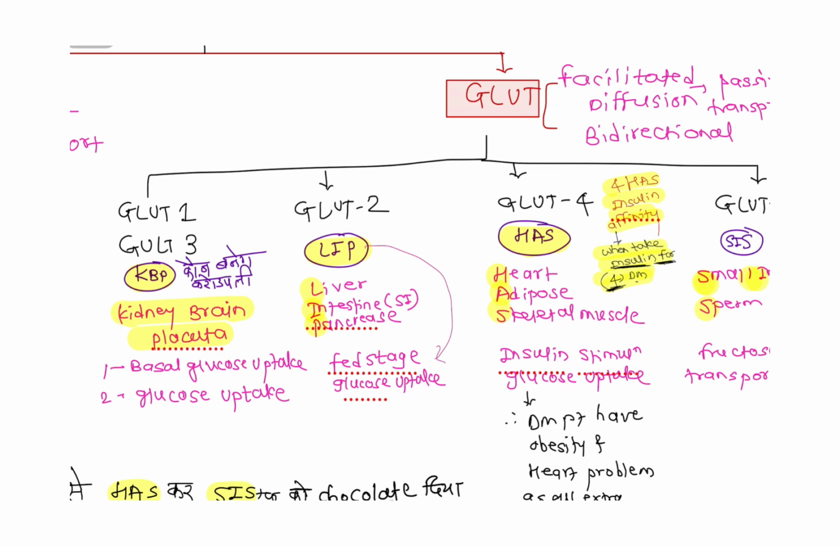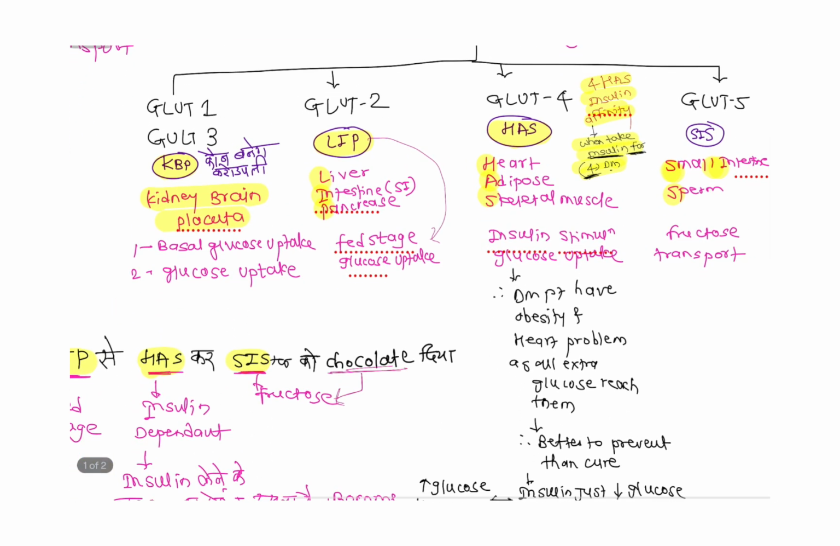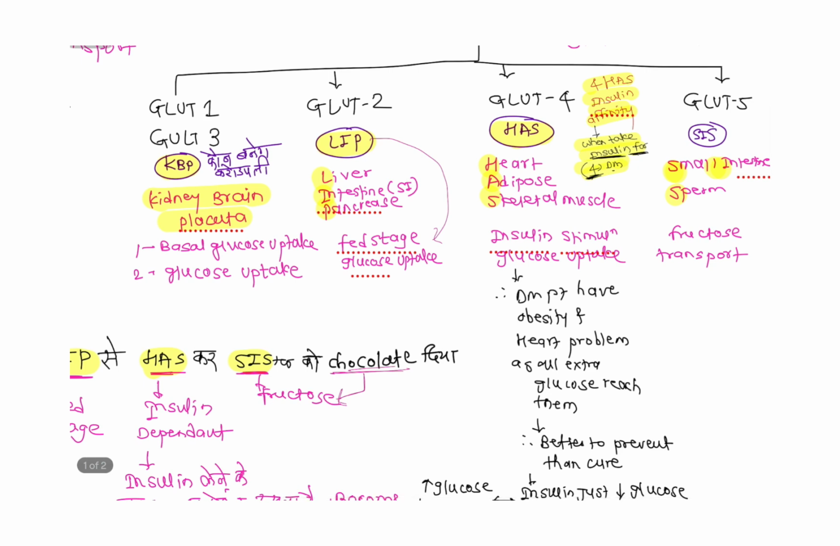For your remembering purpose, I have created a mnemonic: 4 has insulin affinity, meaning that when we take insulin for diabetes mellitus, it acts on the GLUT4 receptor. Now we have seen that basal glucose uptake is done by your kidney, brain, and placenta. In the fed state, your liver and pancreas take up extra glucose.